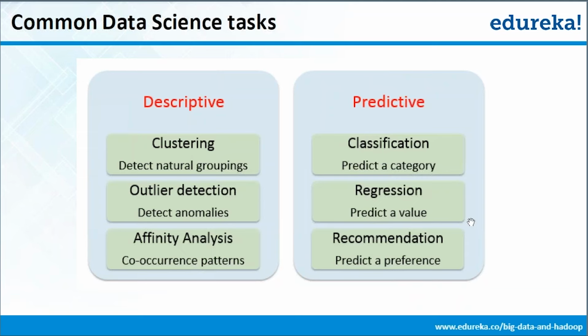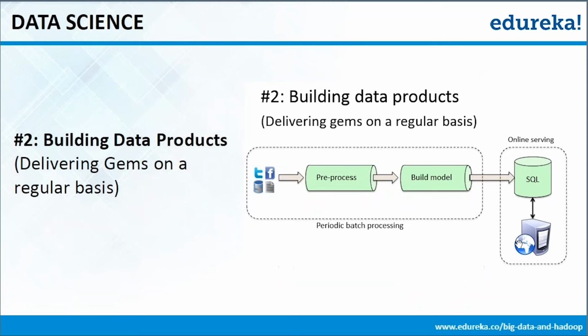Classification is like predicting a category, right? Then doing a regression, correct? You can do a linear regression, you can do a logistic regression. There are multiple ways to regress and come up with predictions, right? Regression and recommendation, which predict a preference, is what we saw just now. So these are all the descriptive ones, these are all the predictive ones, correct? So building data products, delivering gems on a regular basis. Pre-process, build model, do periodic batch processing, and throw it onto the SQL. This is just a model, so you can use anything here, correct?